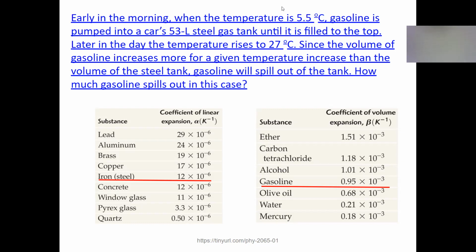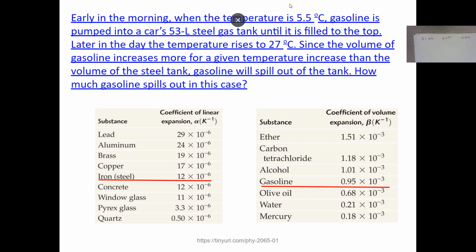So I will take down the notes here. In the morning, that's the initial temperature, 5.5 degrees Celsius. Final temperature later in the day, 27 degrees Celsius. And the initial volume is 53 liters, both for the tank and gasoline. We'll just ignore the thickness of the steel tank because it should be thin, right?